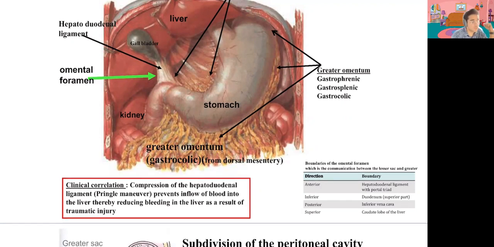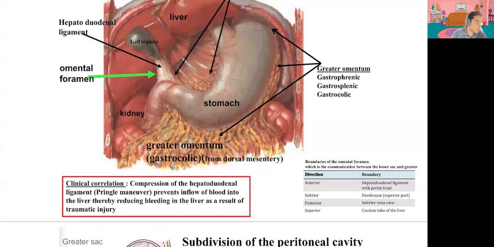Boundaries of the omental foramen that you need to keep in mind: the hepatoduodenal ligament, right? That deals with the portal triad. Inferior, right? The duodenum. And the posterior aspect is the inferior vena cava. This was actually a question. They asked us what major structure could be damaged that was a venous structure. We had to break our heads, but we realized quickly that it was the posterior aspect of this entire location. So it's the inferior vena cava.